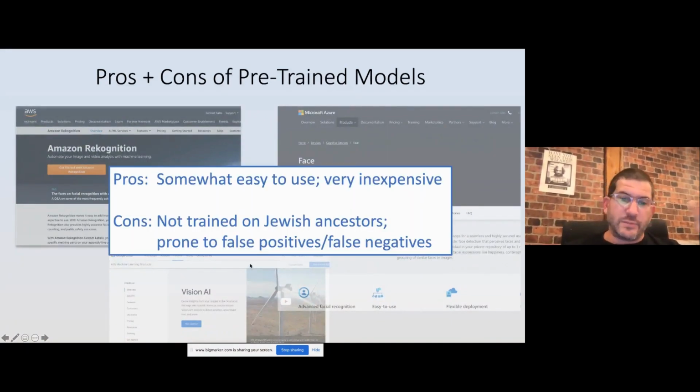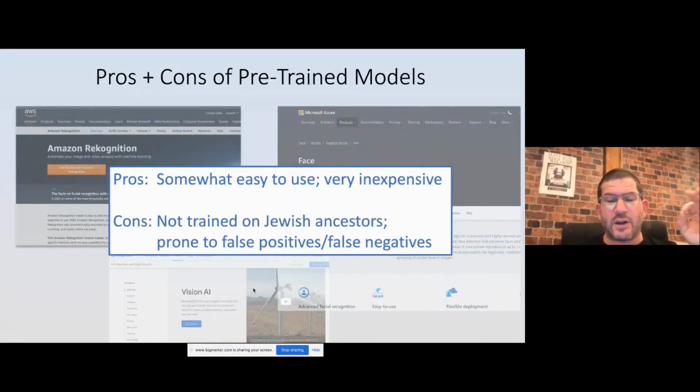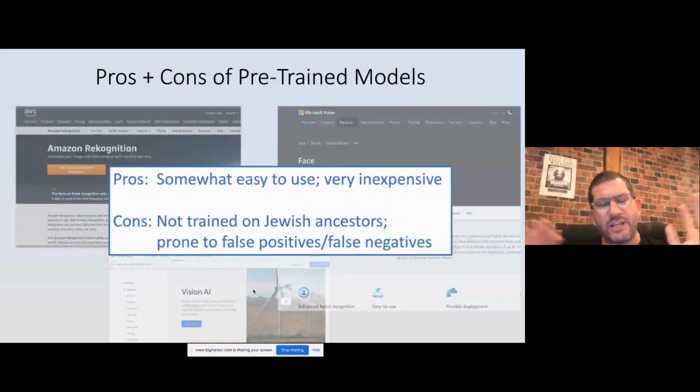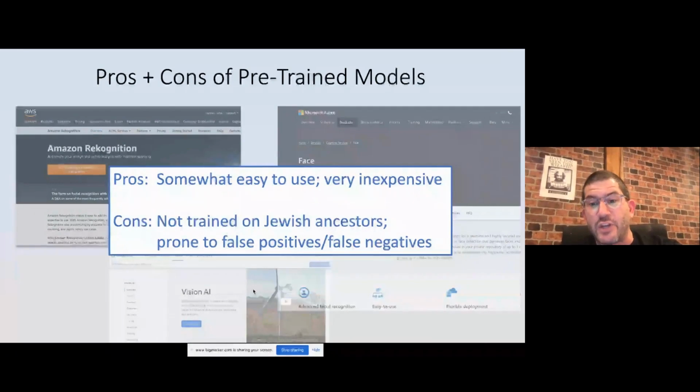The pros and cons of the pre-trained models. If you are in the tech world, these are easy to use. Again, if you are a tech person, you can access these via the CLI, the command line interface. If you look at my article from Avotaynu, I walk through a little bit. I use RapidMiner as my test environment because that's just what I'm familiar with. You don't have to. It's also extremely inexpensive.